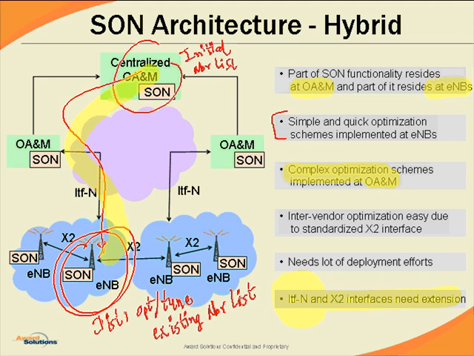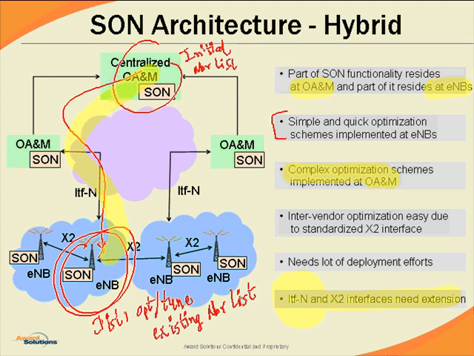So we would not worry too much about doing, let's say, load balancing across E-node Bs that belong to two different MME groups. We may make that conscious decision. So it is up to us. So do not worry if you do not have an existing X2, it is okay. You can see that that is the scope of your optimization.